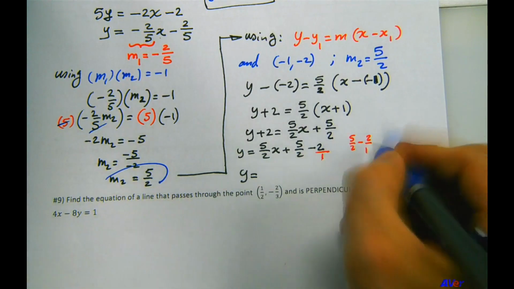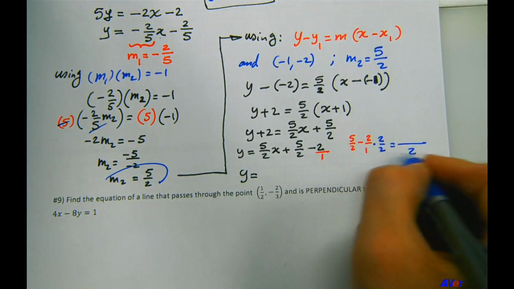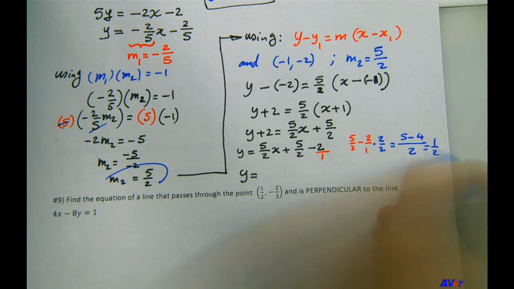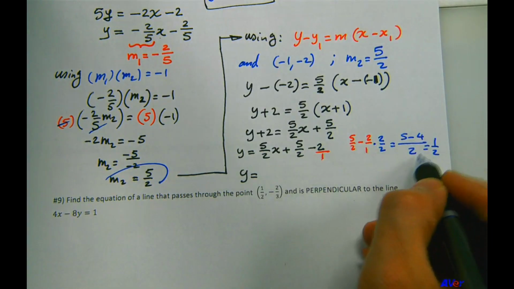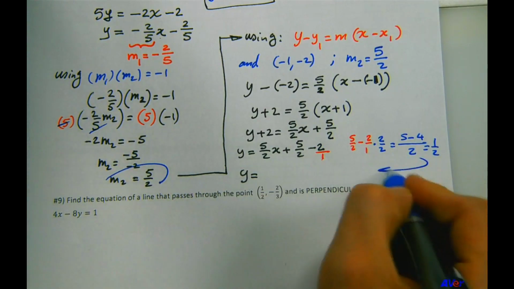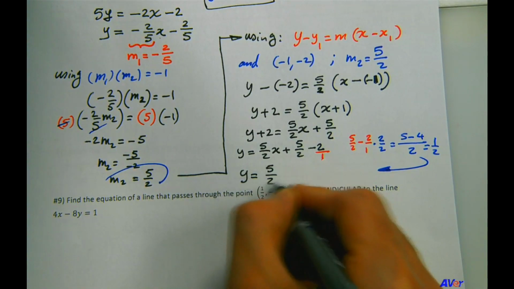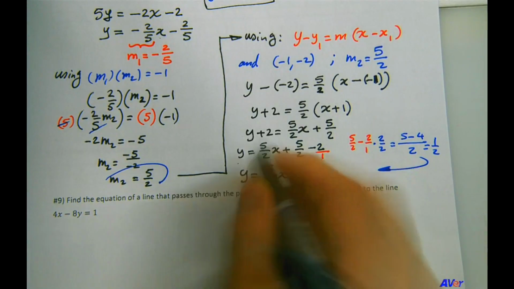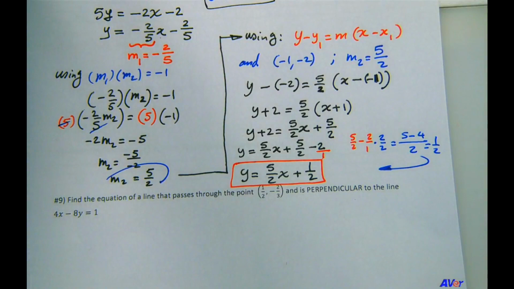Let's multiply 2 over 1 with 2 over 2 because we need the common denominator. So what do we end up with? We end up with the common denominator 2, and then 5 minus 4, which is positive 1 half, right? So we can put that in this equation. We have 5 halves x plus 1 half, like that. Okay, I hope this is making sense.